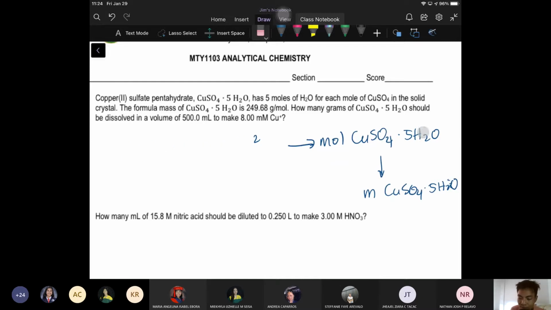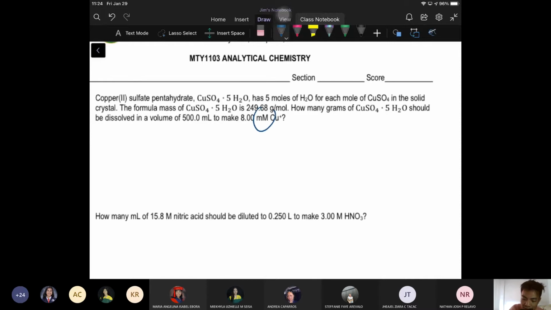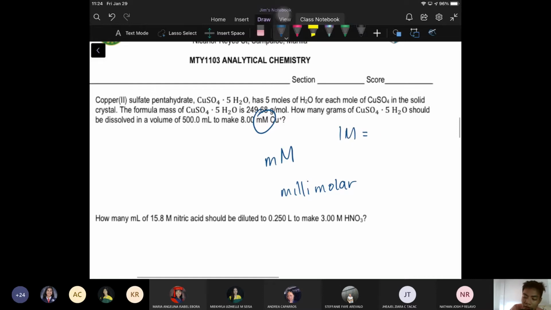What's the twist here? The twist is this: small m, big M. You might think that's molal and molar, but it isn't. That small m is a Greek prefix, milli. So it means millimolar concentration. What is the equivalence of millimolar with molar? 1 molar equals 1,000 millimolar.